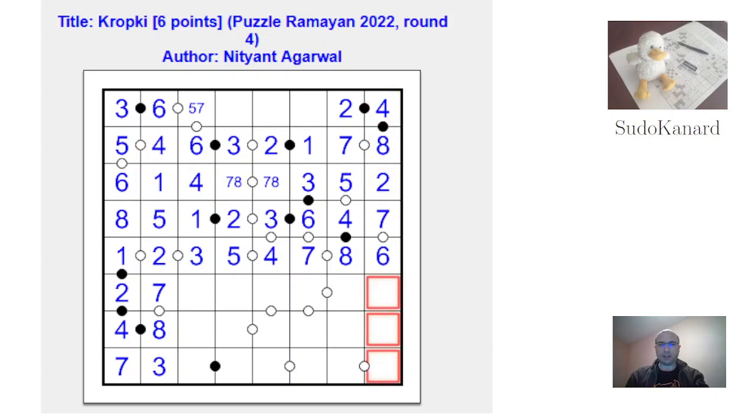Here we need 1, 3, and 5. That can't be 5 because there's no white dot. That can't be 3 because there's no black dot, so that's 1. 3 is here, that's a 5. This is not 4, so that's a 6. Here we need a 1, so that's here, and that's a 3.